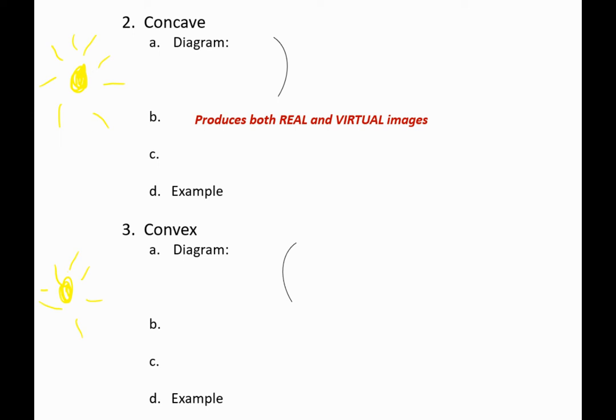Okay. Concave mirrors actually focus light, and the light focuses at what we call the focal point F. Therefore, it has a positive focal length. This you might want to write down.